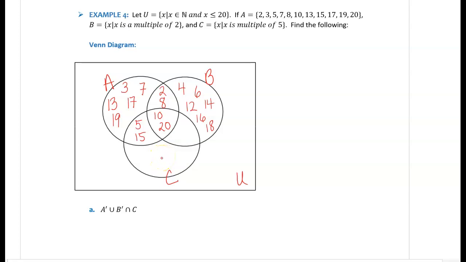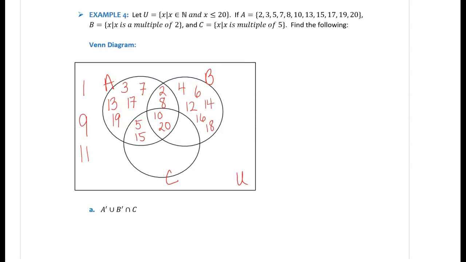Now we have to look at our universal set. So we have natural numbers that are less than or equal to 20. So we start from 1, which is not in any of my 3 sets. So it's outside of set A, B, or C. 1, 2, 3, 4, 5, 6, 7, 8, 9 would be outside, 10, 11 would be outside, 12, 13, 14, 15, 16, 17, 18, 19, 20. Now we've created our Venn diagrams with each of our elements in our universal set.